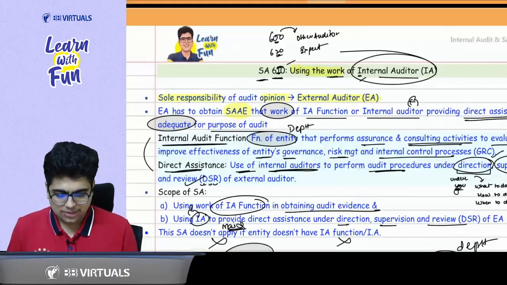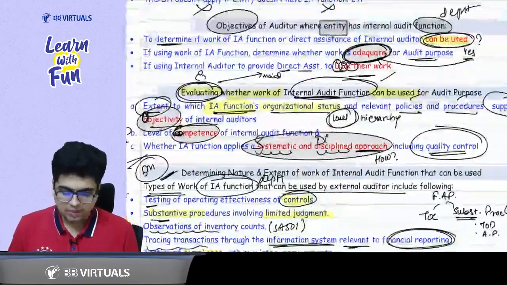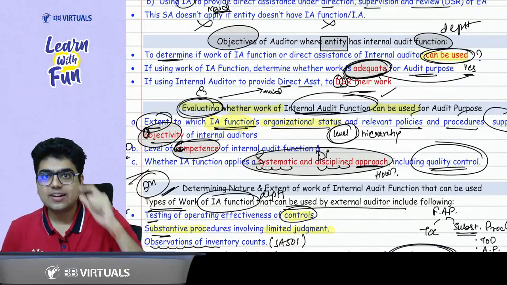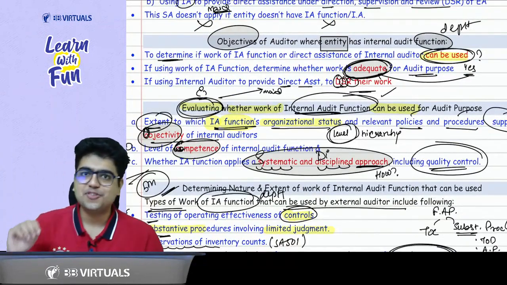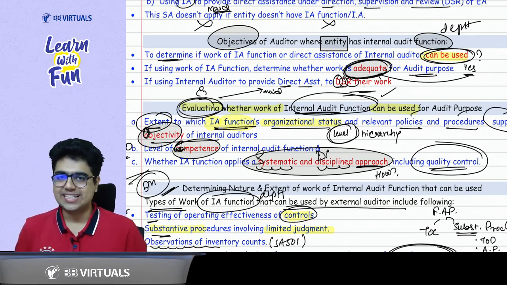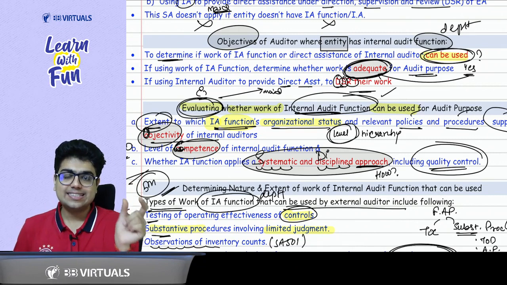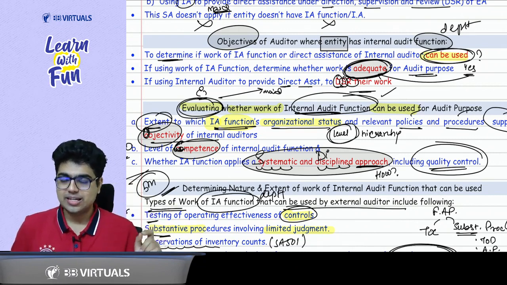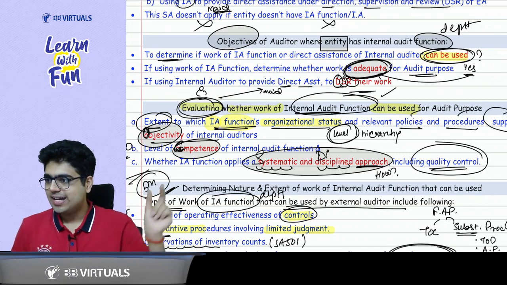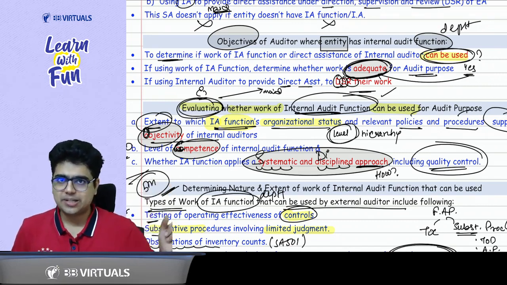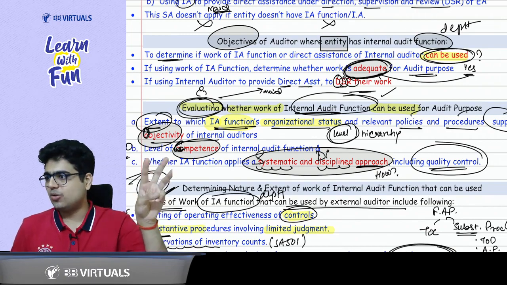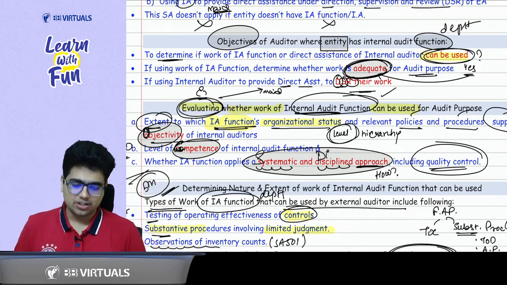When you are using the work of internal audit function, first of all, decide whether you can use the work or not. How do we decide? If the internal audit function is from DISCO, we will use the work. DISCO means: Dis means disciplined and systematic approach, Co means competence, and O means objectivity. If these three qualities are there, we can use the work of internal audit function.